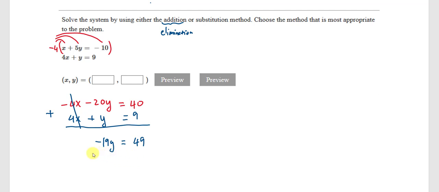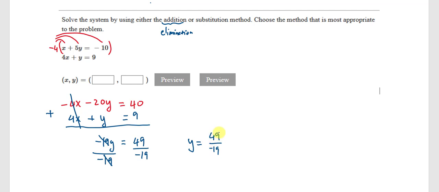And to solve for y, divide both sides by minus 19. So you take away the minus 19, then y should equal 49 over minus 19. Can we simplify 49 and 19?